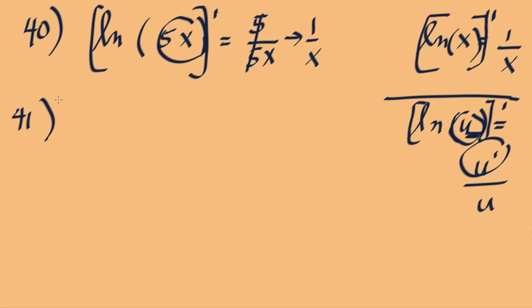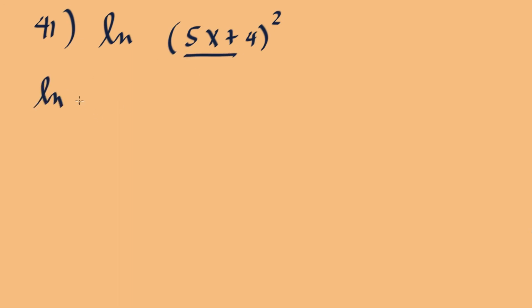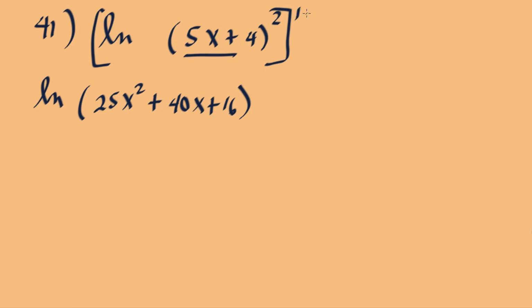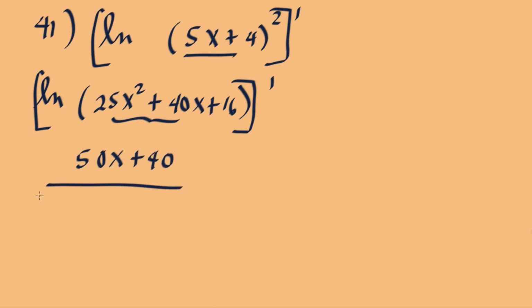Okay, so let's say number 41: the natural log of 5x plus 4, squared. Now you can do it this way: raise this to the second power, which is 25x squared plus 20x plus 20x plus 16, and then you get the derivative. We just renamed it initially, and now we can get the derivative using u prime over u. The derivative of this first is 50x plus 40 over that same 25x squared plus 40x plus 16.